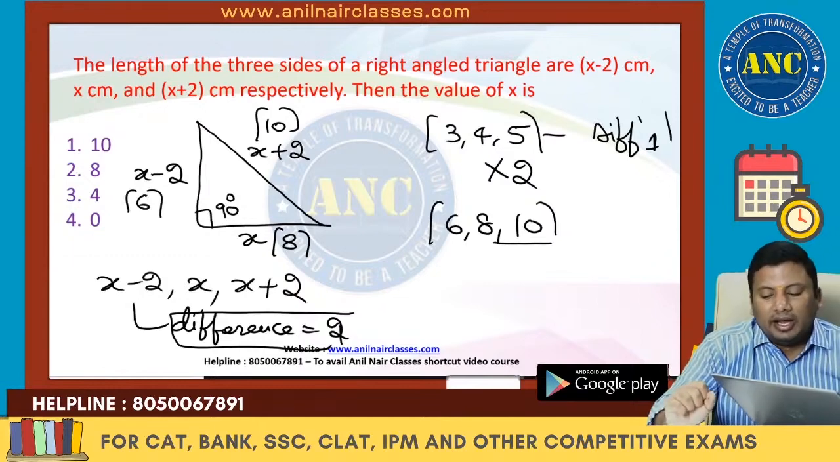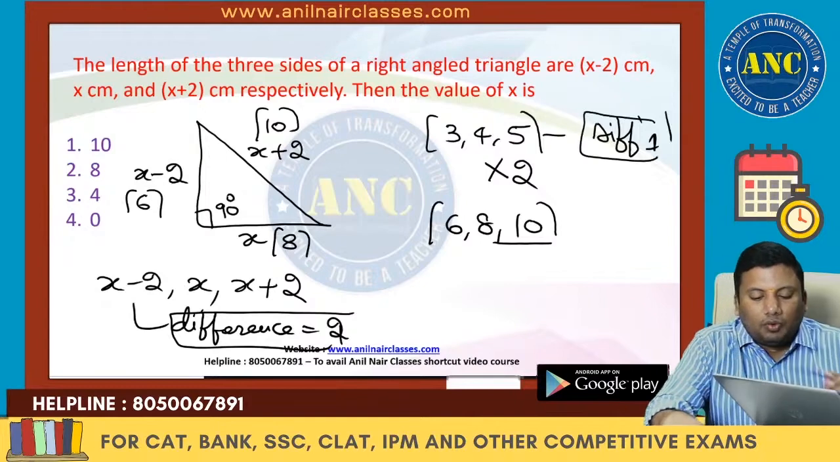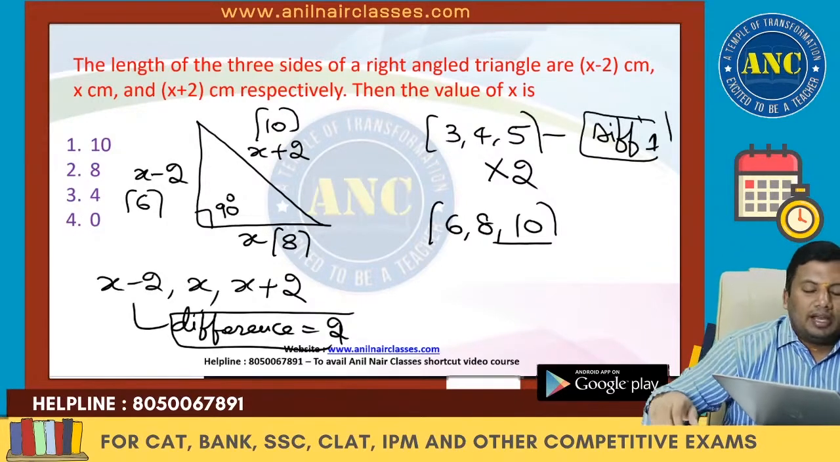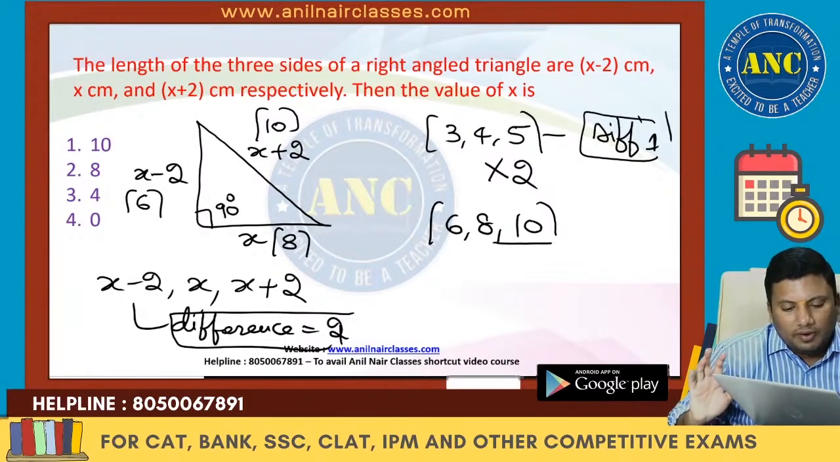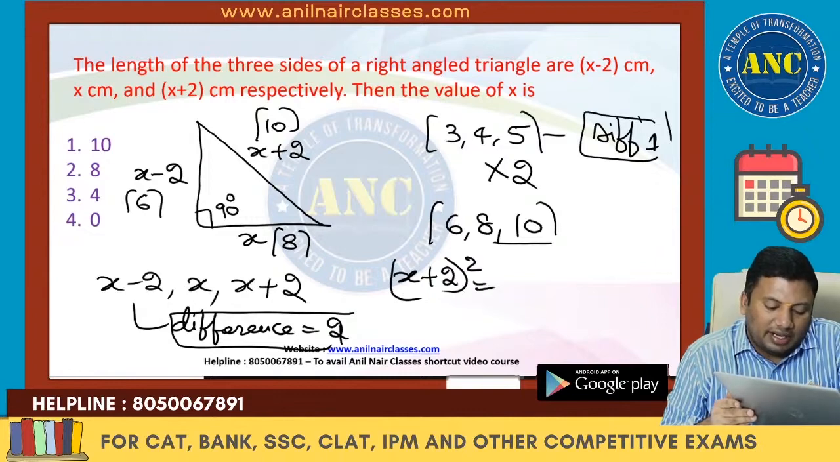I hope the idea is clear. 3, 4, 5: the difference is 1, but I want a difference of 2. So multiply by 2. Otherwise, if you want to use this equation, which you should definitely not use in your examination, x minus 2 square plus x square.